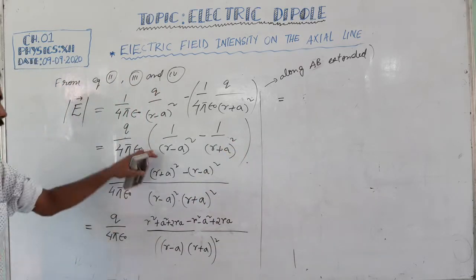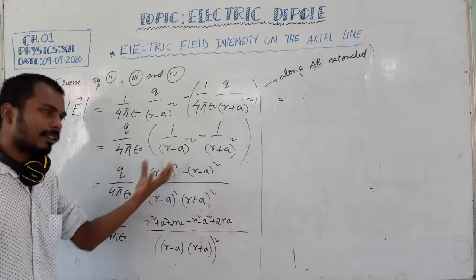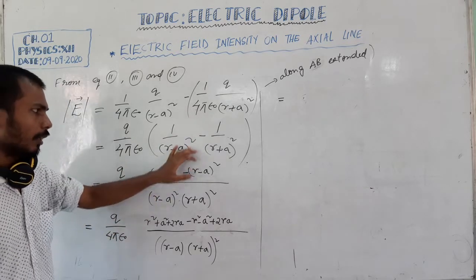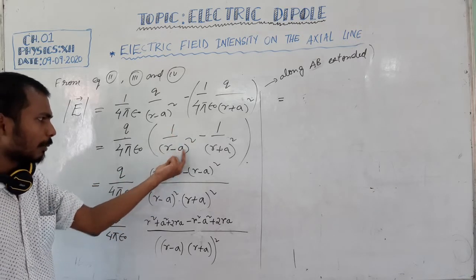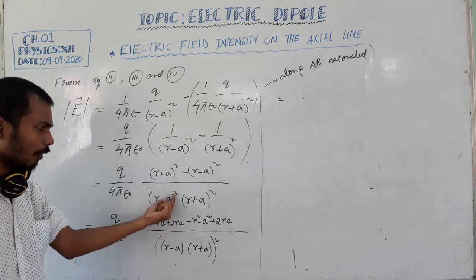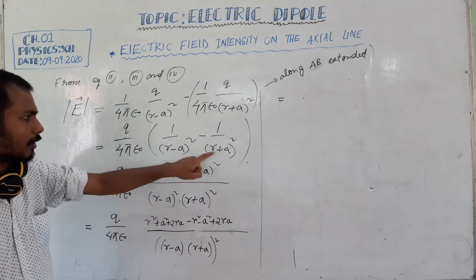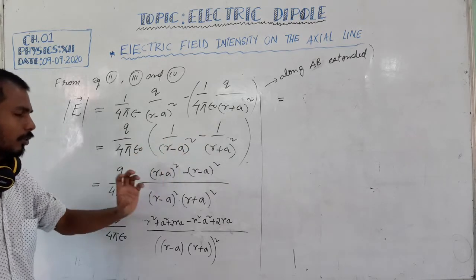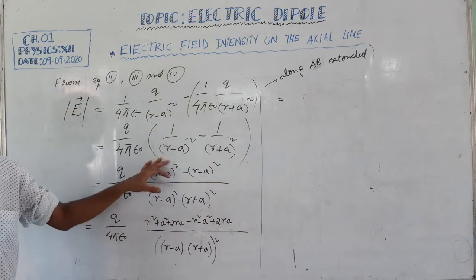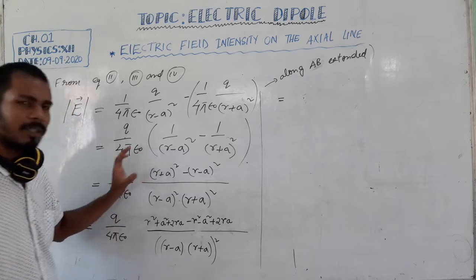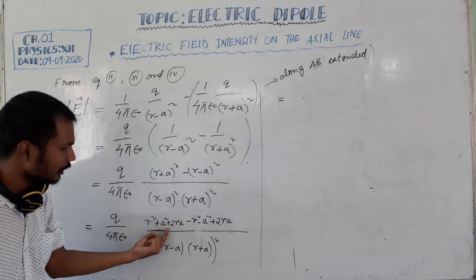So now next, use the fraction addition. Then we will have, just multiply this by (r minus a) whole square (r plus a) whole square, taking the LCM. Now cross multiplication, this will come this side and this will come this side. I don't need to explain this, because this is a simple concept, a simple calculation.